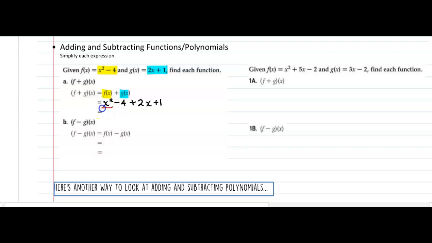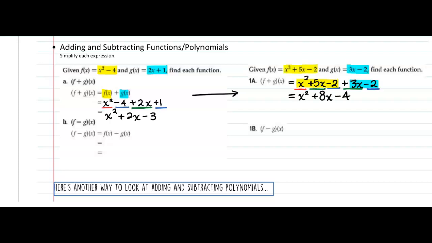You can see there's only one x squared. You can see there's only one x term, which is 2x. But there's 2 constant terms, negative 4 plus 1. When I put those together, I get negative 3. That's my answer. Go ahead and try example 1a on your own.